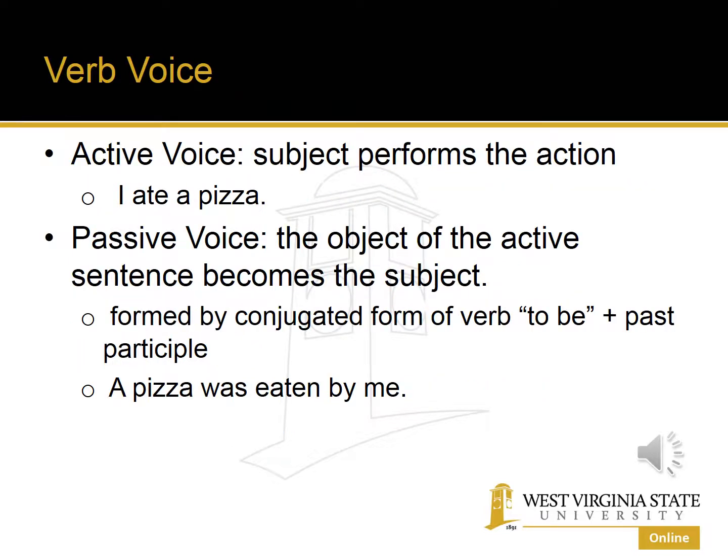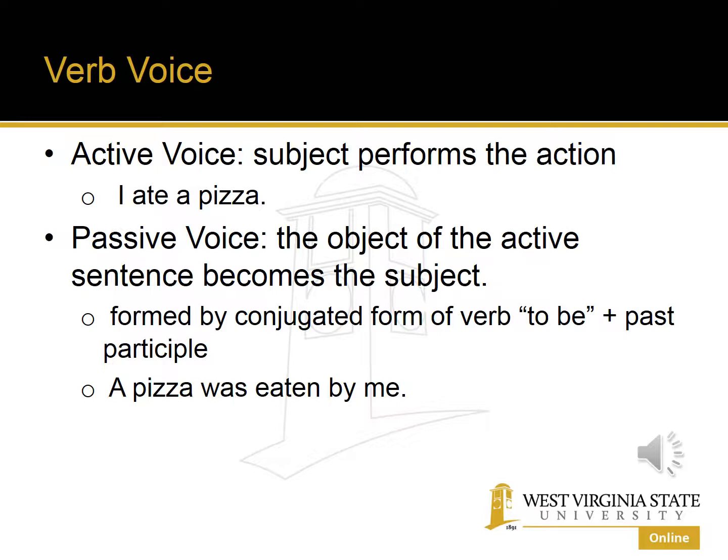The last point that I want to make about verbs is the discussion of the voice of a verb. We have both the active and the passive voice. In good English writing, the passive voice should only be used sparingly and usually with some purpose. So, active voice, as you know, normal word order in a sentence is subject, verb, object. So, I ate a pizza. I is the subject, ate is the verb, pizza is the object.